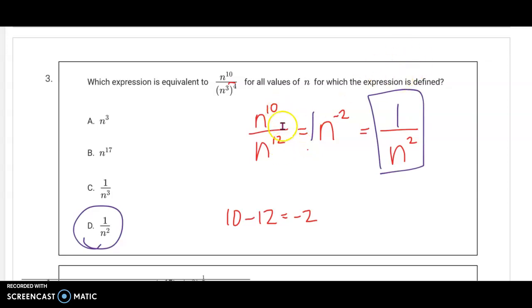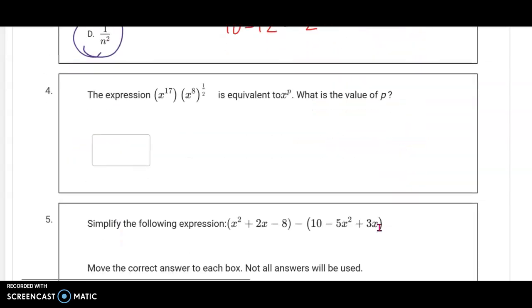So subtract the exponents. It's negative, move it to the bottom. What's left up there is the 1 that was in front of it. Take a moment, pause the video, and try number 4.